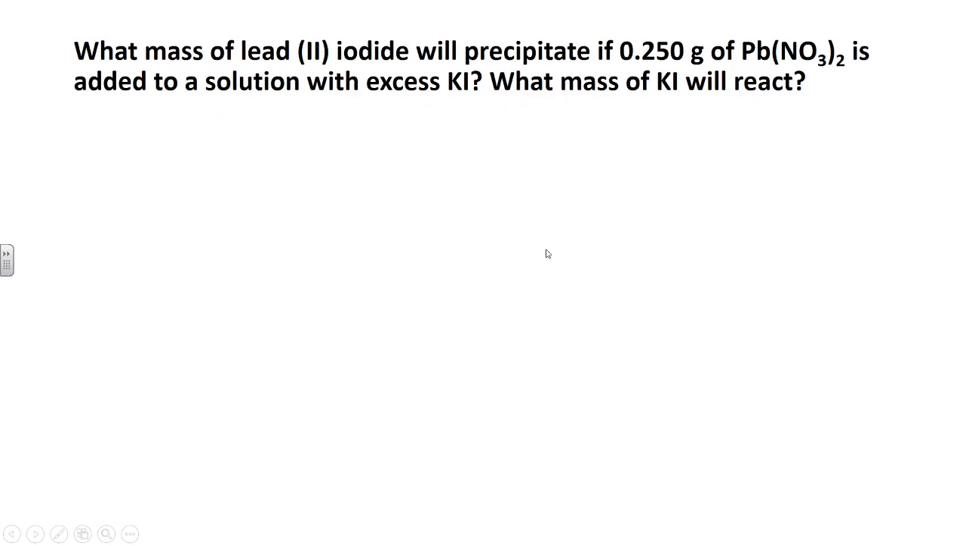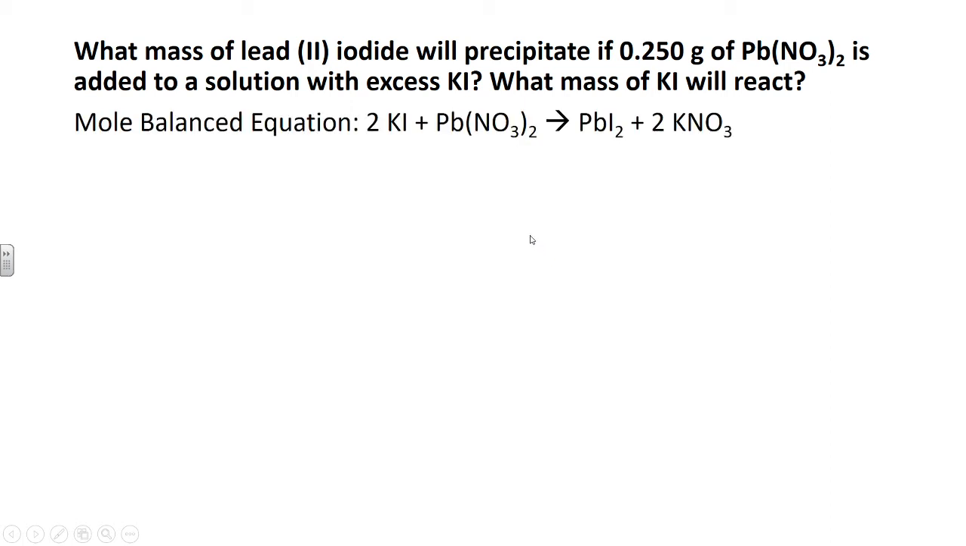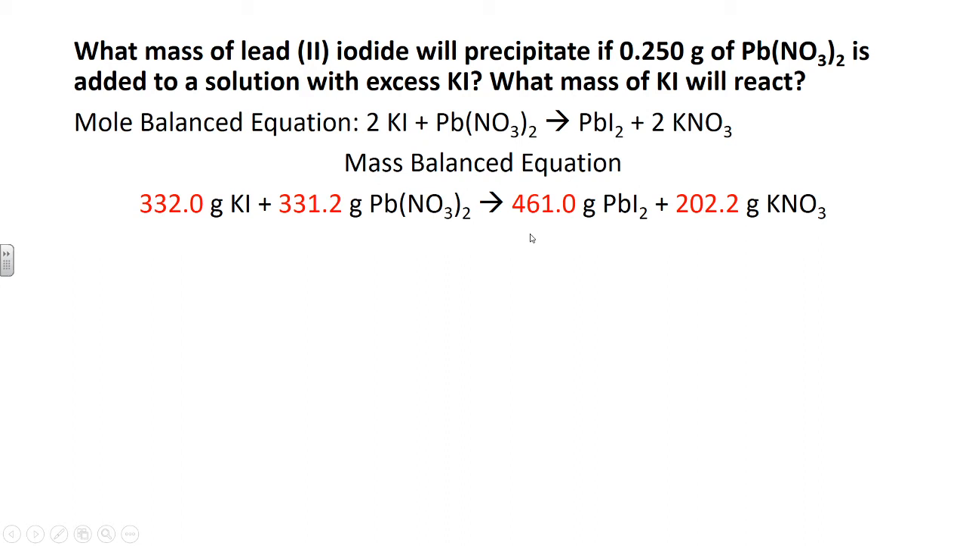What mass of lead iodide will precipitate if 0.25 grams of lead nitrate is added to a solution with excess potassium iodide? And what mass of potassium iodide will react? Well, there's our mole balanced equation, and there's our mass balanced equation. Situation over standard is the scale factor. See if you can think to yourself before I reveal it.